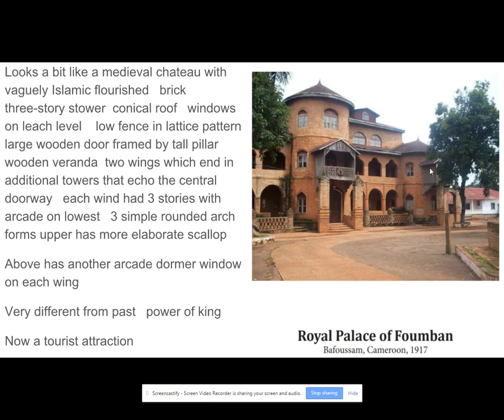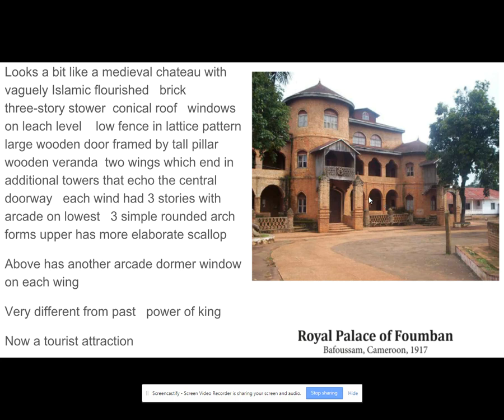It looks a bit like a medieval chateau with vaguely Islamic flourishes. This particular one is brick and has three towers with conical roofs. There are windows on each level. It has a low fence in a lattice pattern made out of brick. Large wooden door framed by tall pillars. It has a wooden veranda and has two wings which end in additional towers that echo the central doorway. Each wing has 3 stories with an arcade on the lowest, which is a covered walkway.